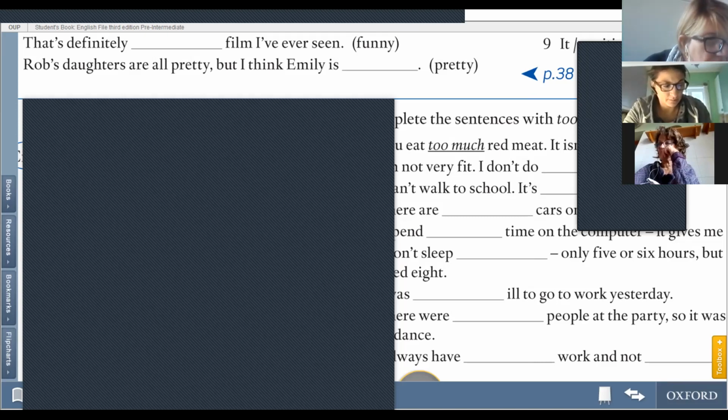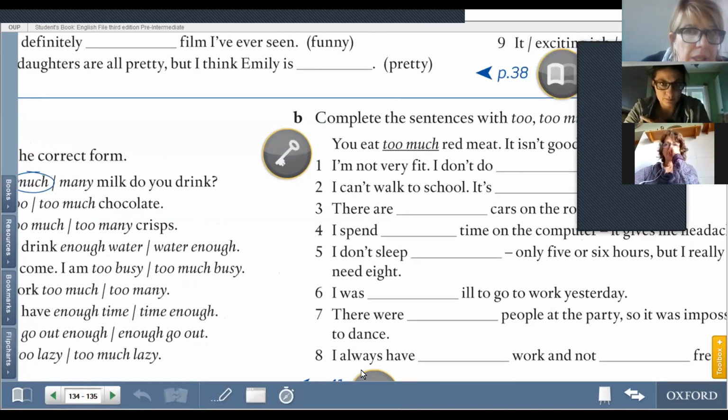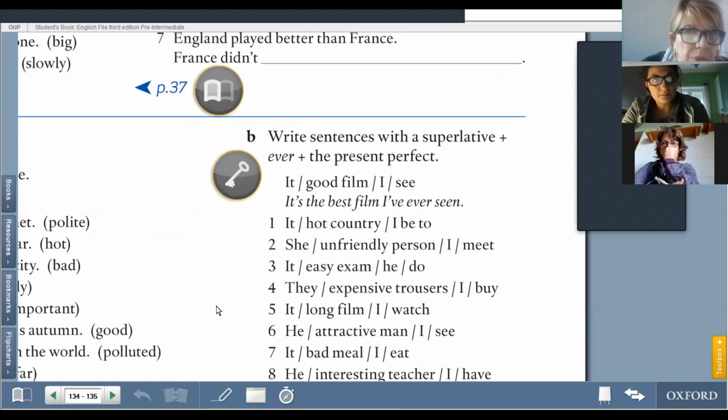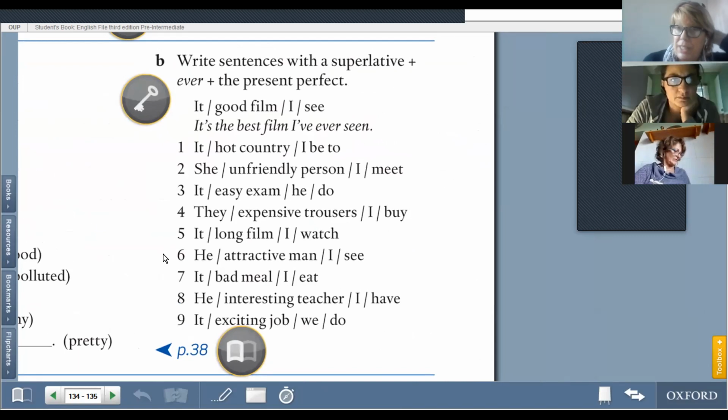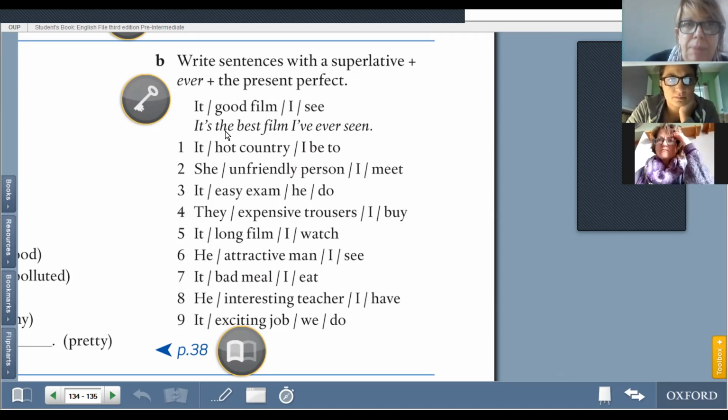Because I want to show you a video. I don't have it at the moment. Okay, we found it. Now we have to practice this present perfect that I was mentioning to you before with ever. It's a good film, I see. It's the best film I've ever seen.